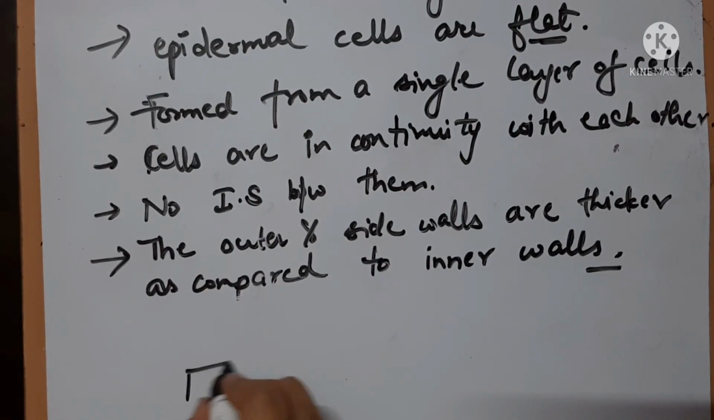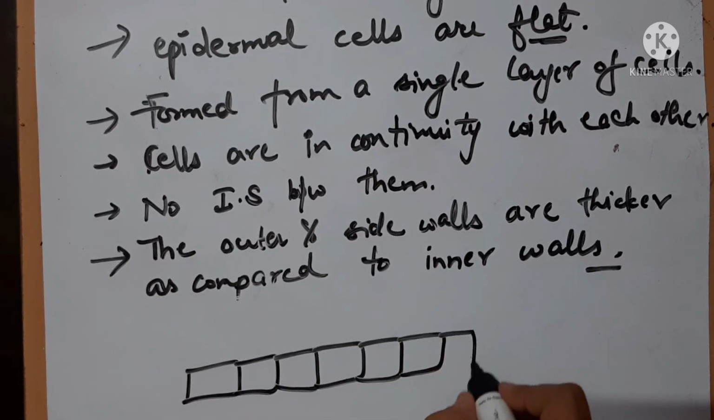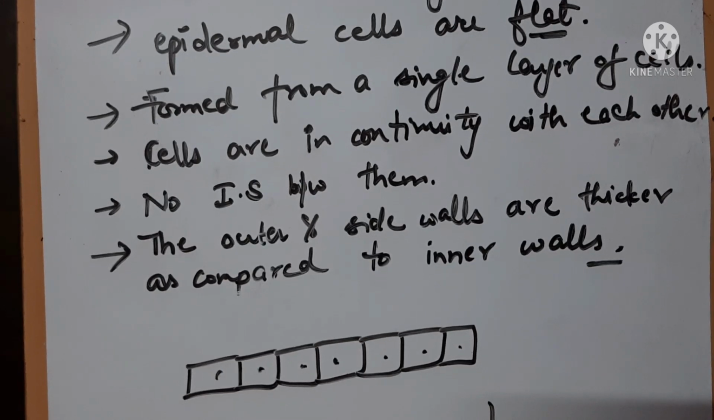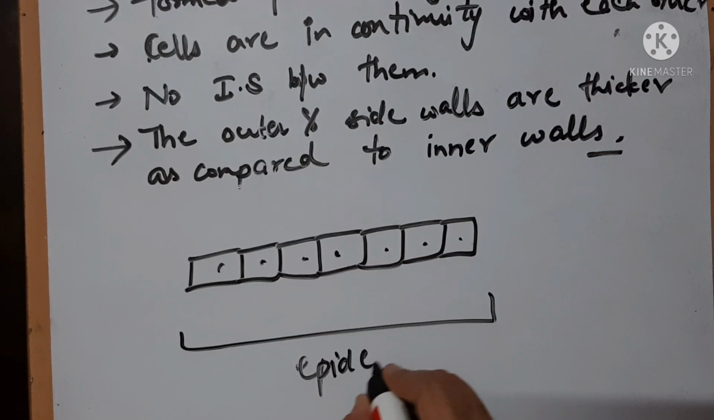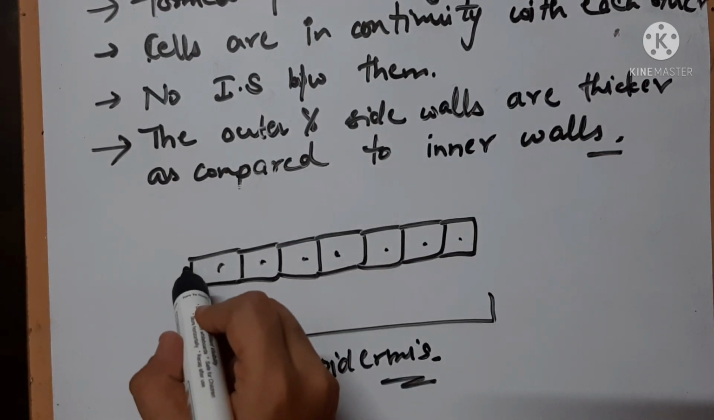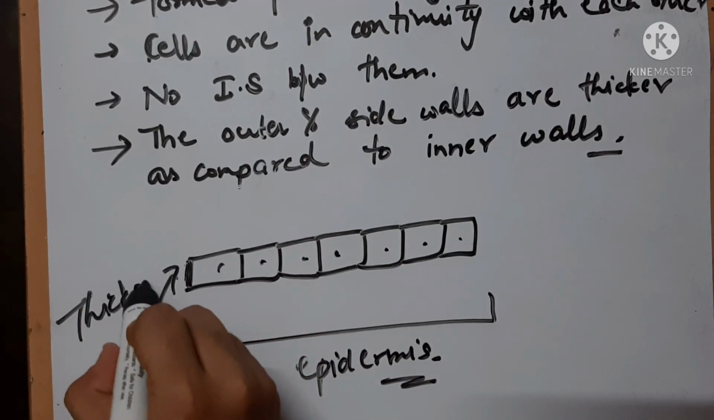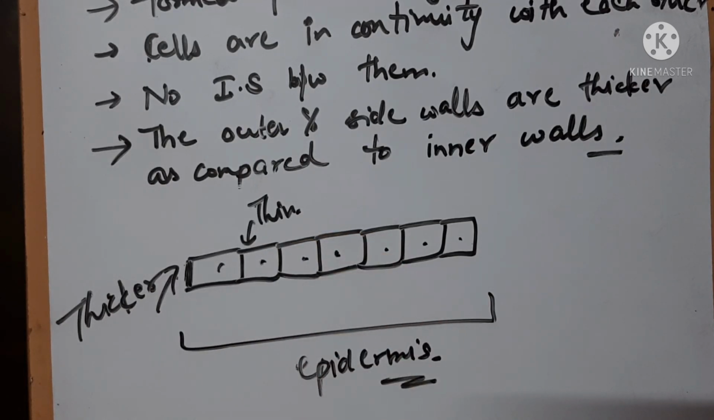Let us understand more with the help of a diagram. If these are the cells that are continually arranged, this complete single layer of cells will form the epidermis. Alright, and these outer edges will be thicker as compared to the inner ones. Okay, I hope आप सबको यहाँ तक समझ आ गया है.